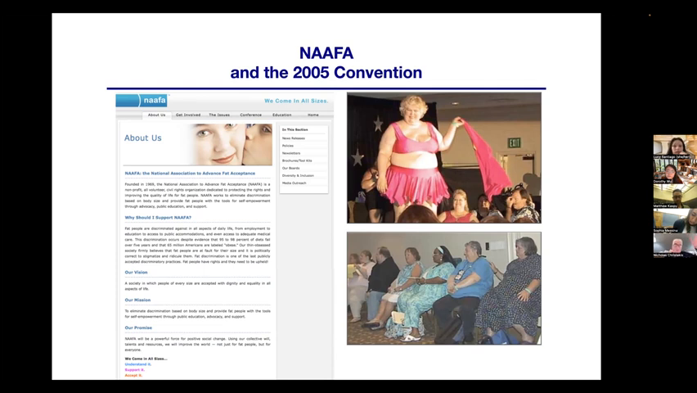What it says in the prose on this website is: founded in 1969, the National Association to Advance Fat Acceptance is a nonprofit, all-volunteer civil rights organization dedicated to protecting the rights and improving the quality of life for fat people. NAFA works to eliminate discrimination based on body size and provide fat people with the tools for self-empowerment through advocacy, public education, and support. And then it says, why should I support NAFA?